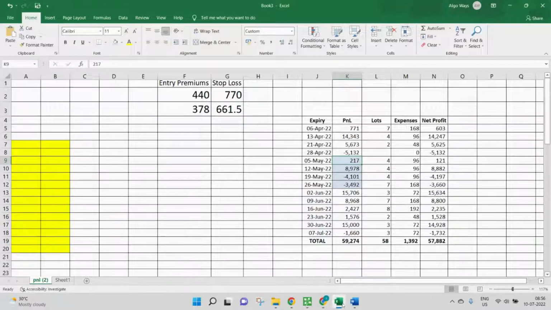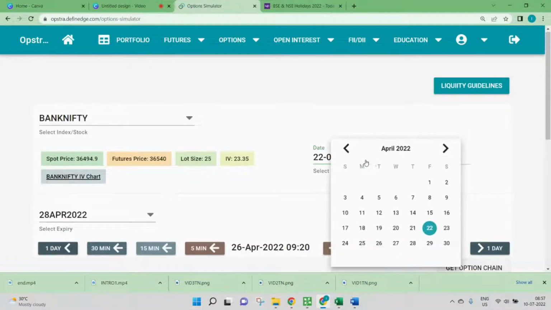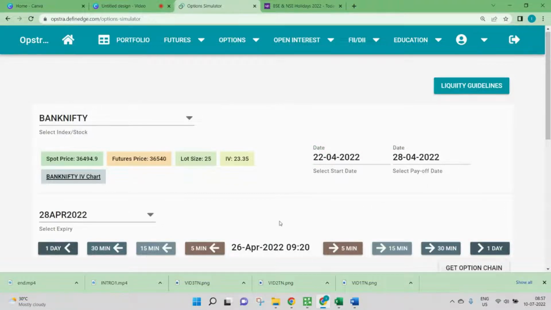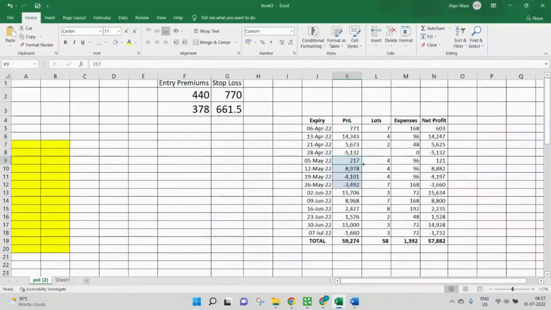So, and which day the exit has happened? It has happened on 26th. So 26th is which day? Is Tuesday. So we don't take any further entry. And our lots were 4. So that's it. We ended April 3 in a profit of 15,655.